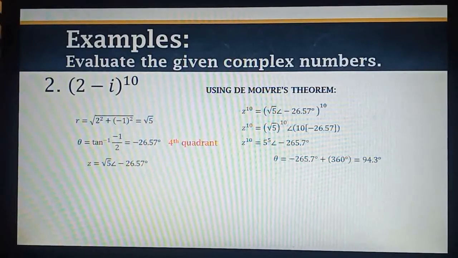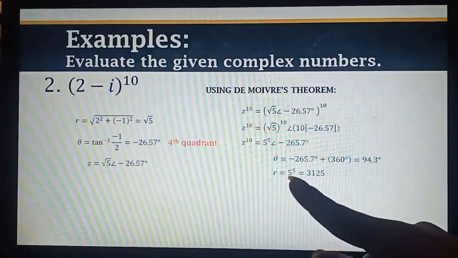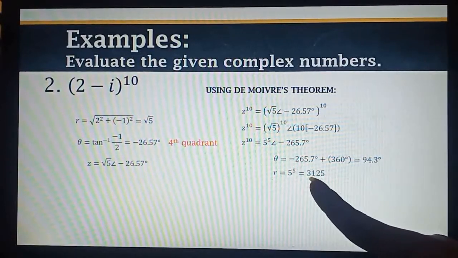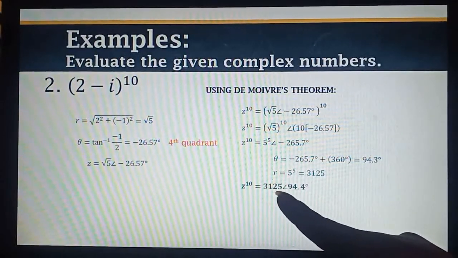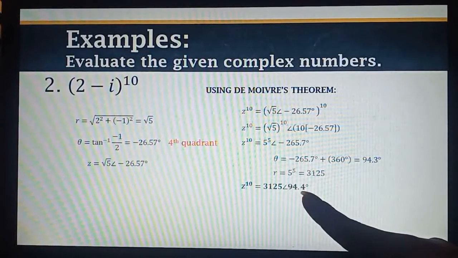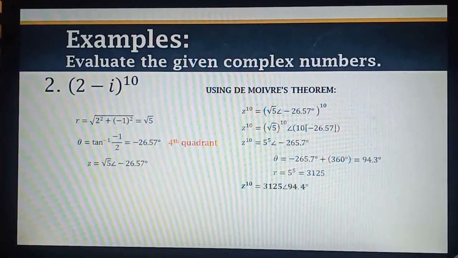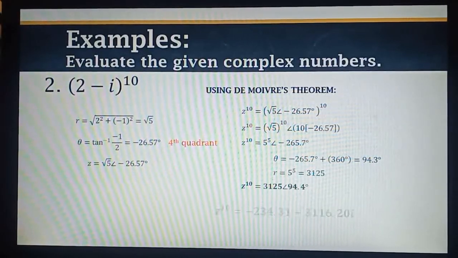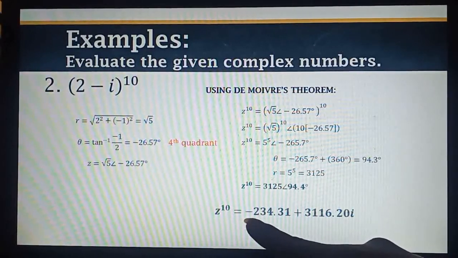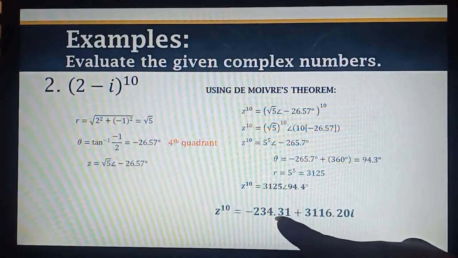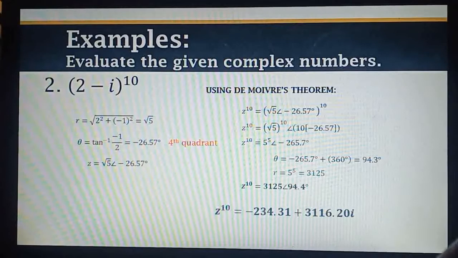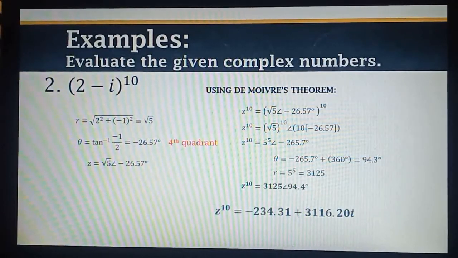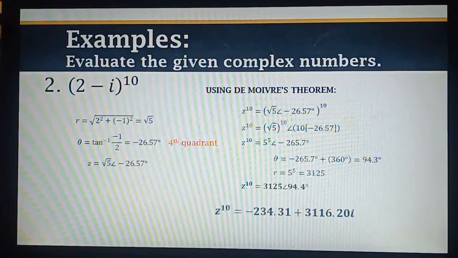So instead of using this one, you have the value of r as 5 raised to 5, which is 3,125. So our z raised to 10 is equivalent to 3,125 at angle 94.4 or 94.3. So this is in polar form. So let's say in rectangular form, you will now have negative 234.31 plus 3,116.2 i, and that is 2 minus i raised to 10.